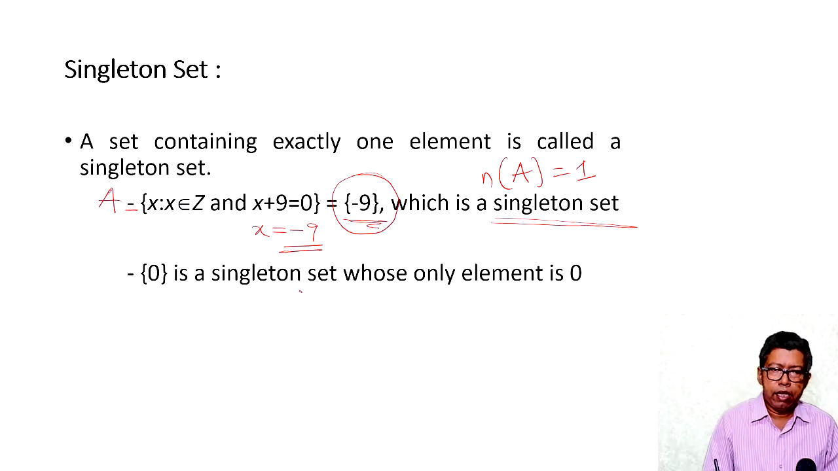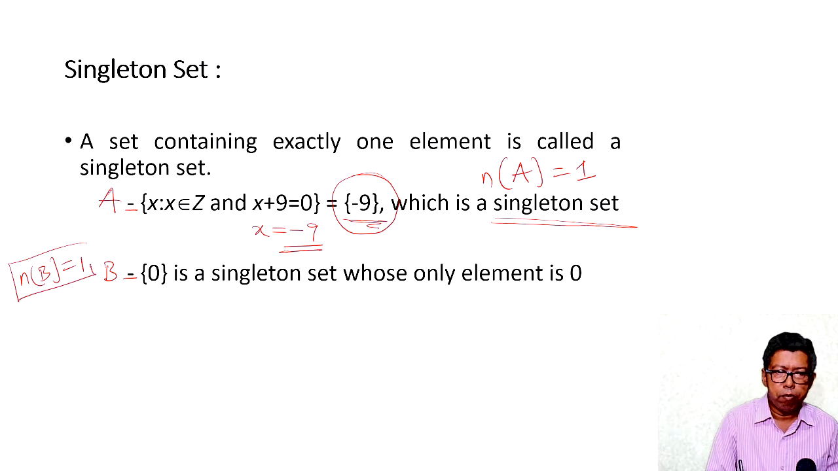Okay, another example, say set B, which is containing the element 0, is a singleton set whose only element is 0, isn't it? And the cardinal number of this set B is also 1. This is very important. The cardinal number of B is 1. Don't try to write that the cardinal number of this set B is 0, because you may think that the element is 0, and 0 has no value. But in this case 0 is a member of the set, so the cardinal number of the set B is 1.